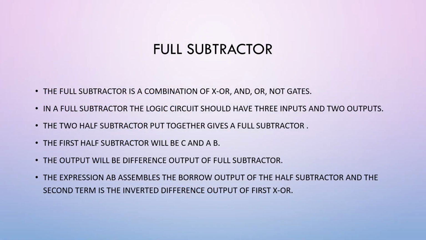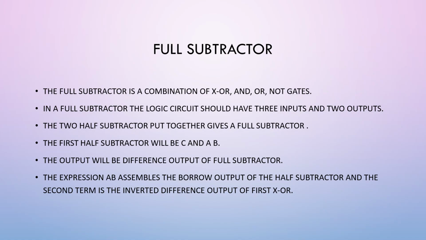Okay, now that we have seen the simulation video of the half subtractor, let's move on to the full subtractor. The full subtractor is a combination of XOR and OR and NOT gates. In a full subtractor, the logic circuit should have 3 inputs and 2 outputs. Two half subtractors put together give a full subtractor.